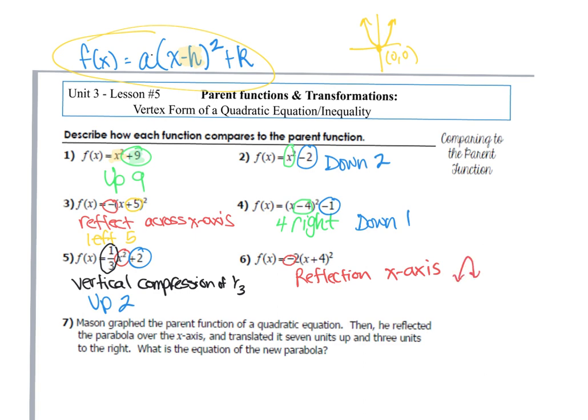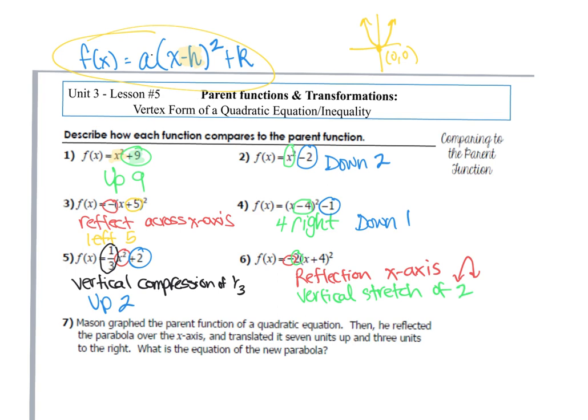Then we get to our number 2 here. I'm thinking of it separately. What does that 2 mean? We compare it to 1. It is greater than 1. So we have a vertical stretch of 2. So vertical stretch. It's going to be a little bit skinnier than normal.